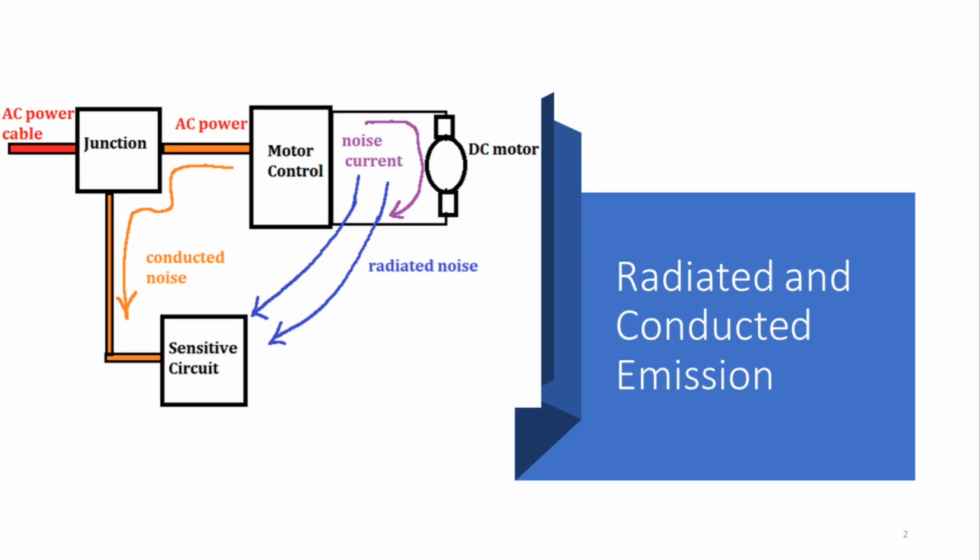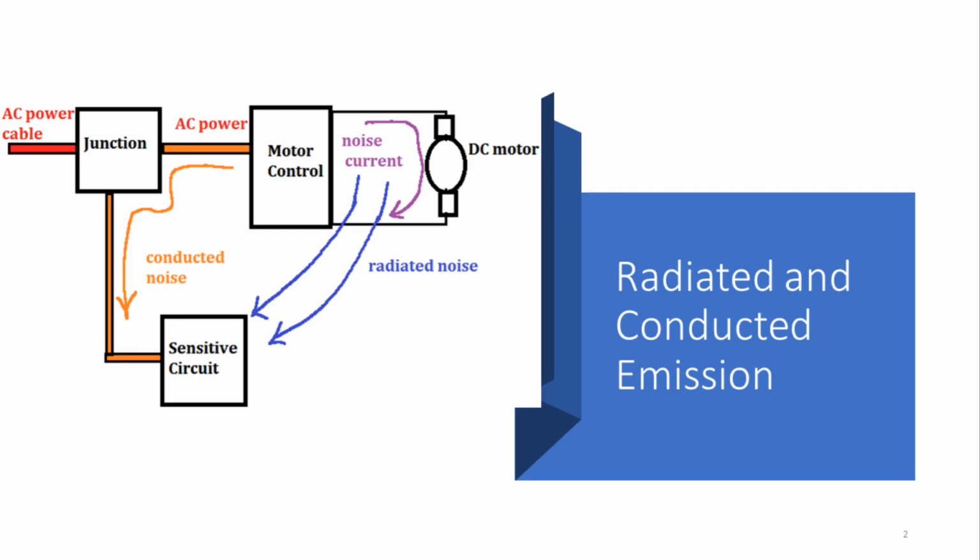Noise produced in the motor due to the brushes and commutation and the noise produced by the controls would be conducted along the lines, and it can be distributed to the AC power to the sensitive circuits, which is shown in orange here on this slide. This has a potential to cause disturbance in the sensitive circuit, and this is called the conducted interference, the one which is marked in orange.